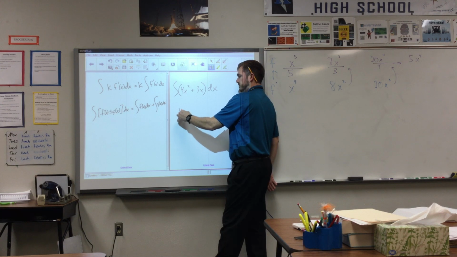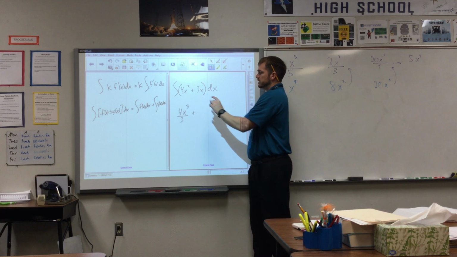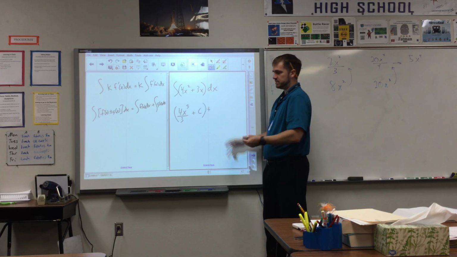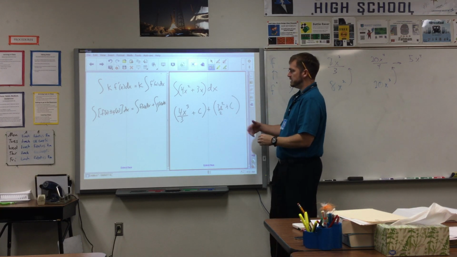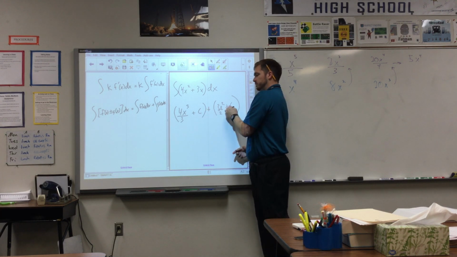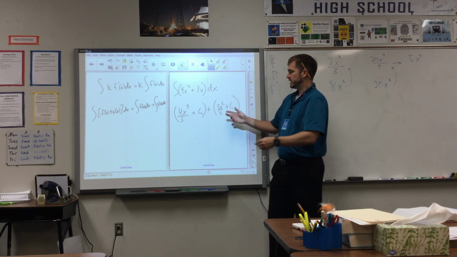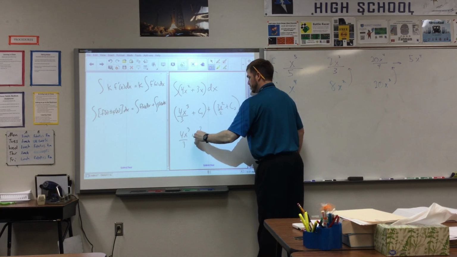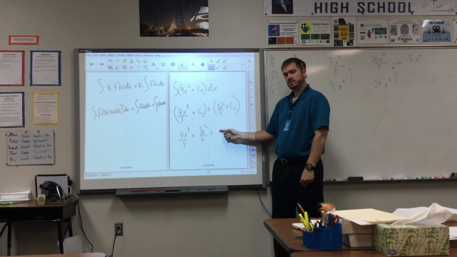Just do the antiderivative here. The antiderivative of 4x squared is going to be 4x to the third over 3 plus C, and then plus the antiderivative of 3x, which is 3x squared over 2 plus C. Now we're not necessarily guaranteed that this c is equal to that c, so I might call this c1 and that c2, and then I'm going to write the x terms first. So 4x cubed over 3 plus 3x squared over 2 plus, over here, c1 plus c2.